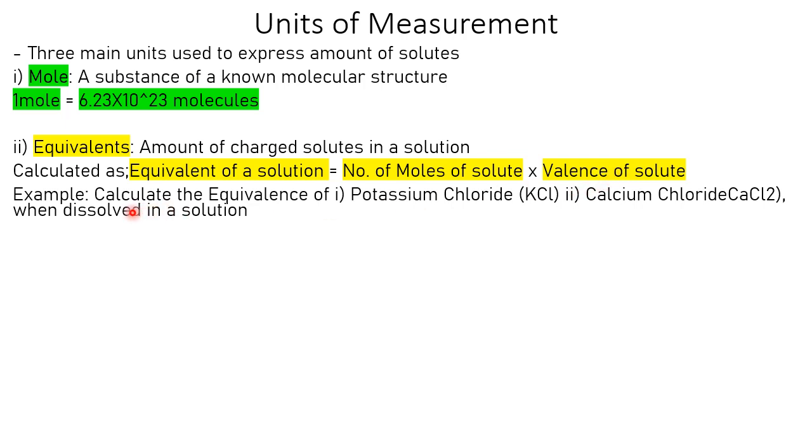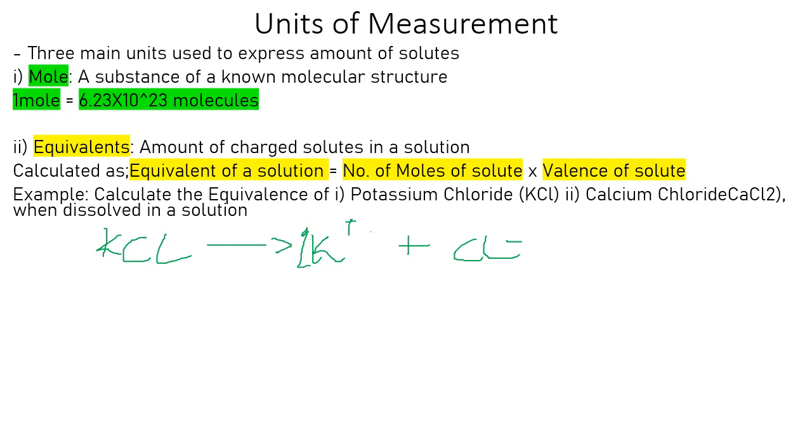So here is an example. Calculate the equivalence of potassium chloride and calcium chloride when dissolved in a solution. Here I will only use the example for potassium chloride. Potassium chloride, KCl, when it dissolves in a solution, it will dissociate into what? Into potassium ions and what? And chloride ions. Potassium has a valency of 1, chloride has a valency of 1. So to find the equivalence of potassium chloride, we will multiply the number of moles, of which here this is 1 mole of potassium.